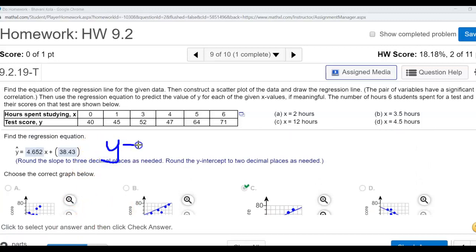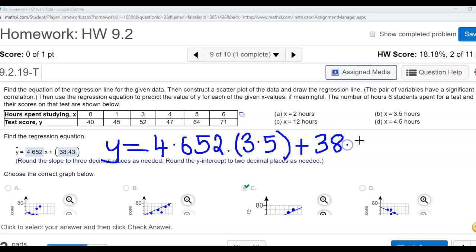So y is equal to 4.652, and then you're going to plug in your x value. What was my x value? Times 3.5 plus 38.43. Let me see if this calculator works. So you're going to plug this entire thing in your calculator. So when I plug it in my calculator, I have 4.652 times 3.5 plus 38.43. It gives me 54.71.